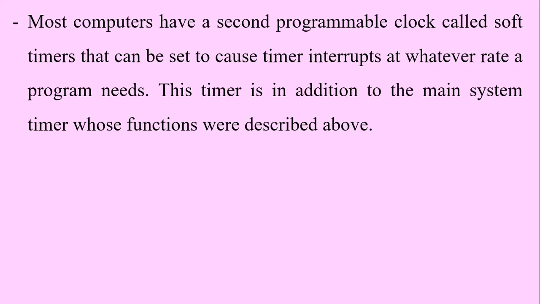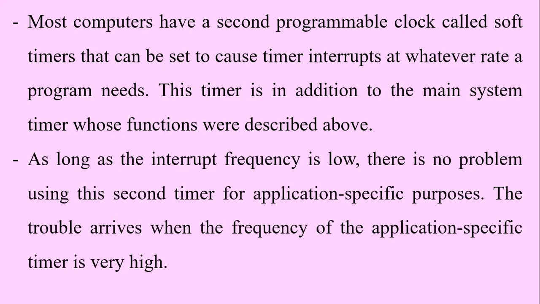Most computers have a second programmable clock, which is used for soft timers, that can be set to cause timer interrupts at whatever rate a program needs. This timer is in addition to the main system timer, whose functions have already been described above. As long as the interrupt frequency is low, there is no problem using this second timer for application-specific purposes. The trouble arrives when the frequency of the application-specific timer is very high.